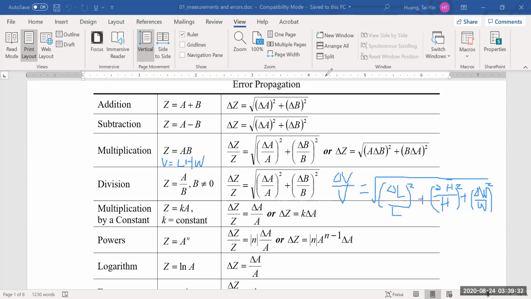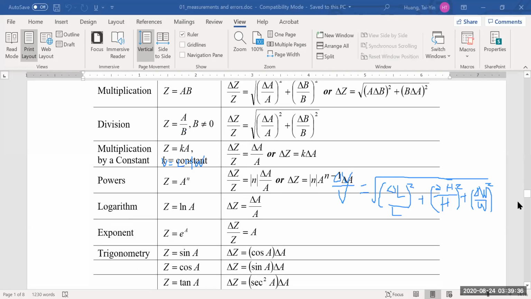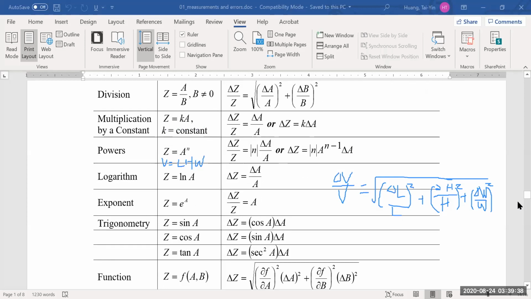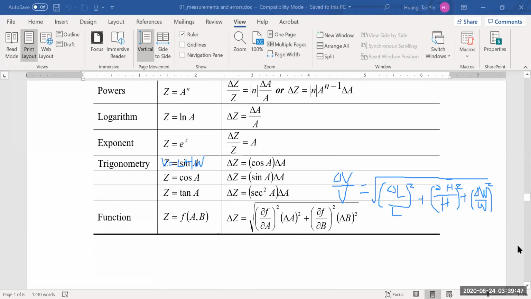Okay, and so you can see that for other cases, let's say when you do powers, exponents, or trigonometry, these are the equations to use when you encounter the error. Okay, so that's basically how you would do it.